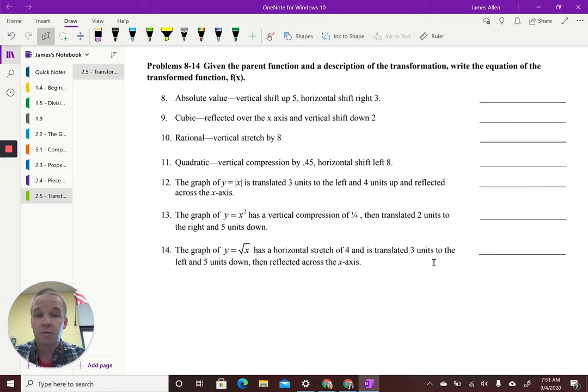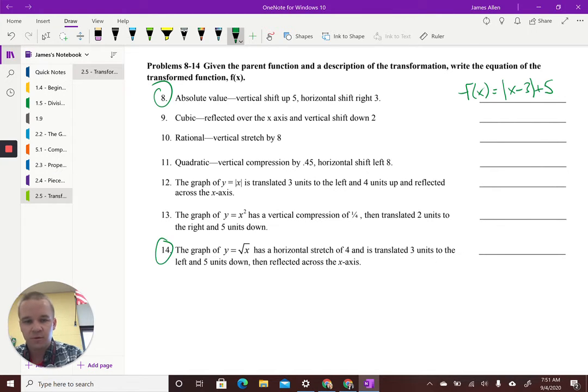All right, so let's start with the first one. Absolute value, we're going to have a vertical shift up 5 and a horizontal shift to the right 3. So if it's absolute value, if I have a horizontal shift to the right 3, that's going to be x minus 3 on the inside, and the vertical shift up, plus 5, on the outside. Awesome. Fantastic. Wonderful. And then I'm going to do the last one, number 14.